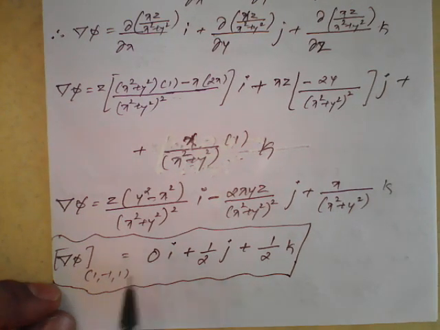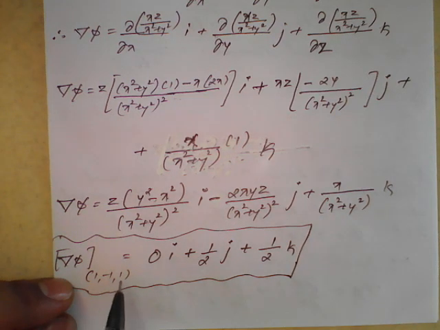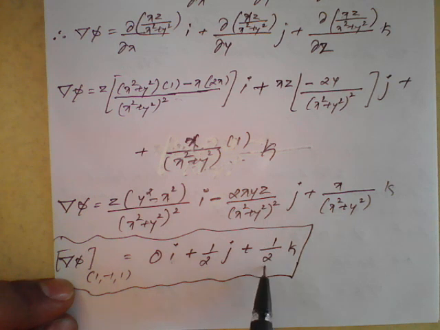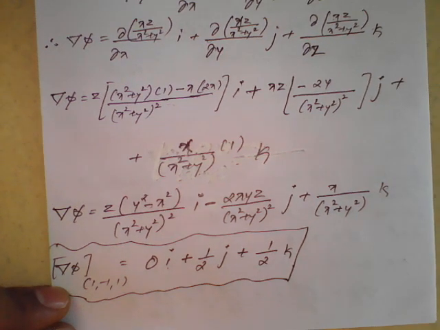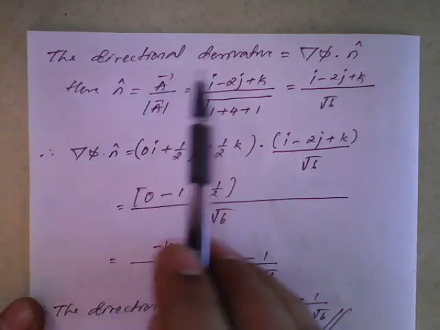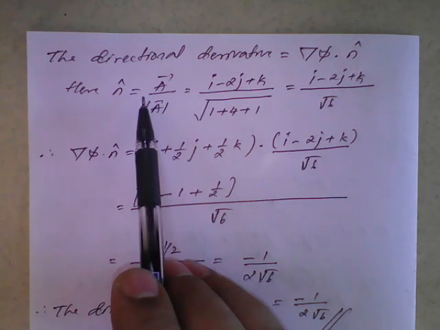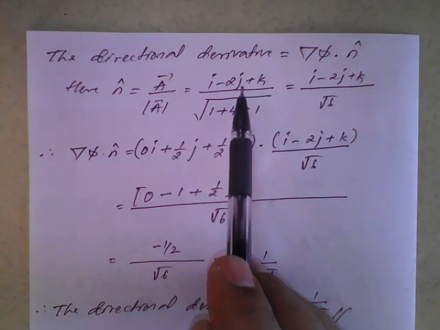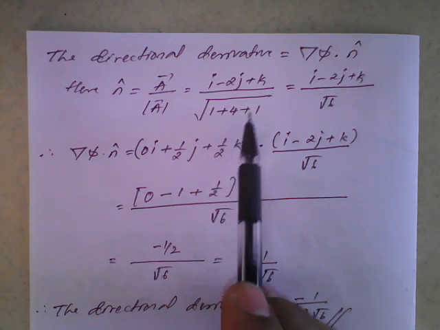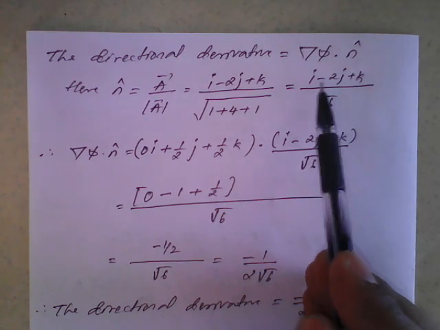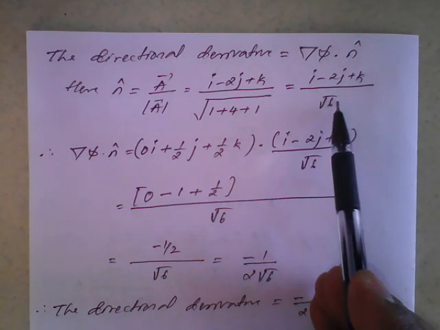So at the point (1, minus 1, 1), if you apply the point, we'll get 0 of i plus 1 by 2 of j plus 1 by 2 of k. So this is the del phi answer. Now we need to calculate n cap using the given direction. n cap is the direction A value, which is i minus 2j plus k divided by its modulus. So it will be 1 plus 4 plus 1, so we'll get (i minus 2j plus k) over root 6.